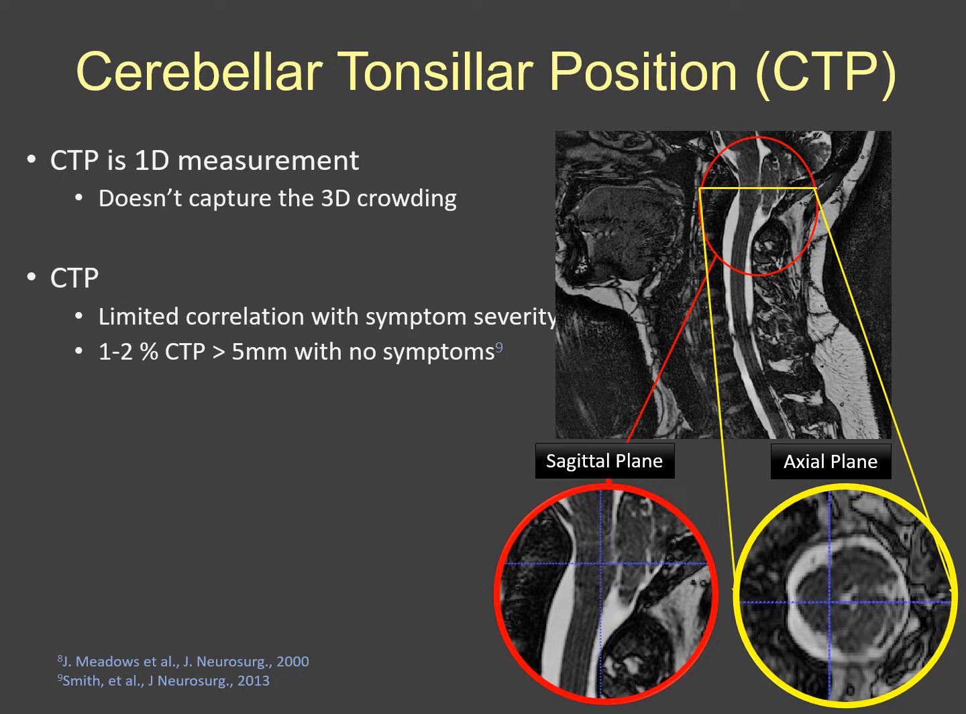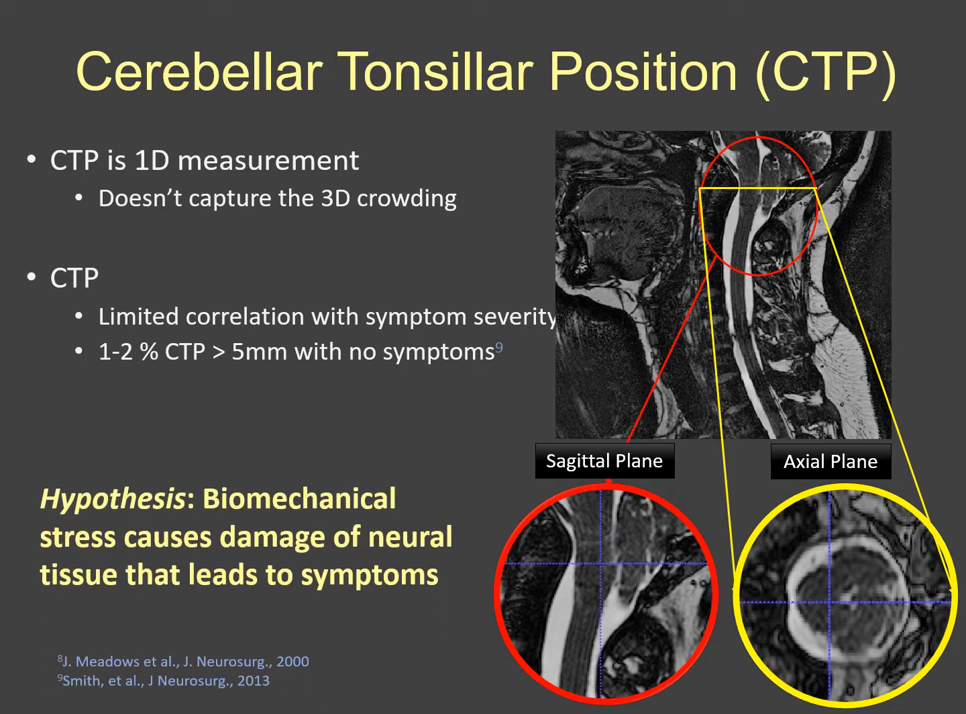In addition, there are many people, approximately 1% of the general population, that have cerebellar tonsillar position greater than 5 millimeters and have no symptoms at all. How is that possible? So we as an engineering group set out to try and find novel engineering parameters that might help better predict symptomatology, with an underlying hypothesis that biomechanical stress is the cause of damage to neural tissue that leads to symptomatology of Chiari.